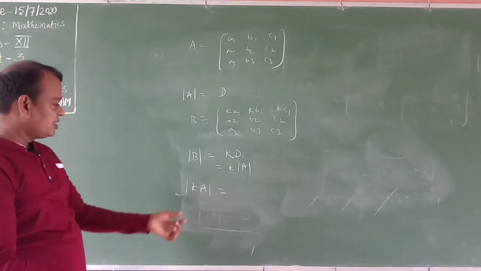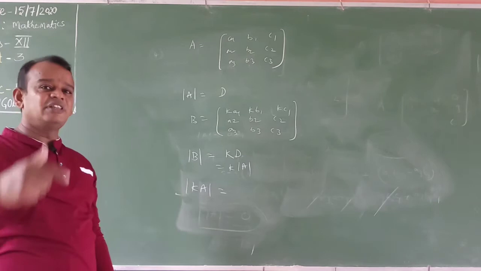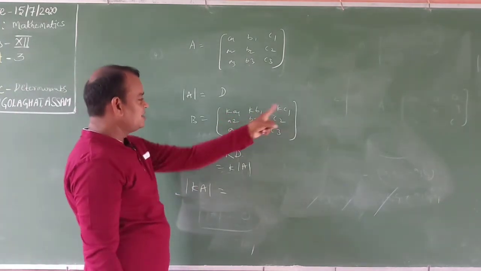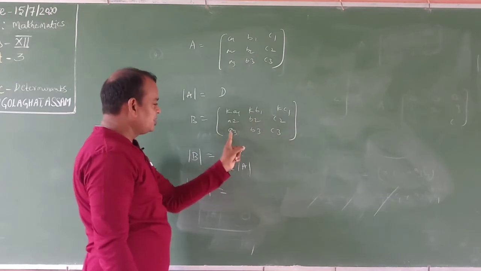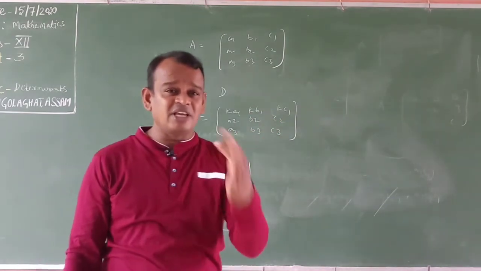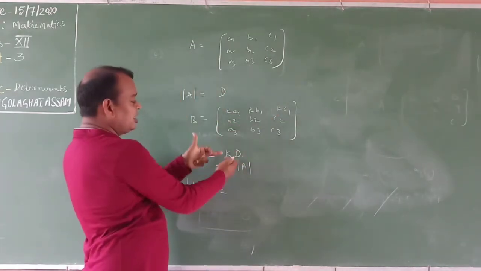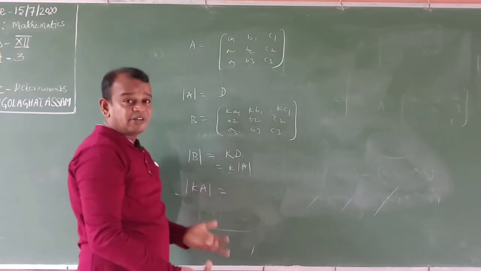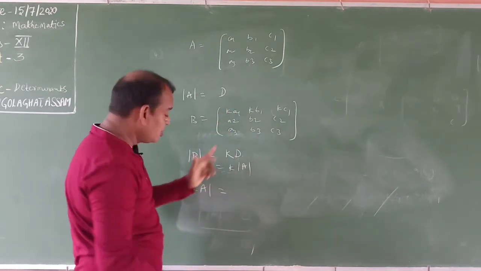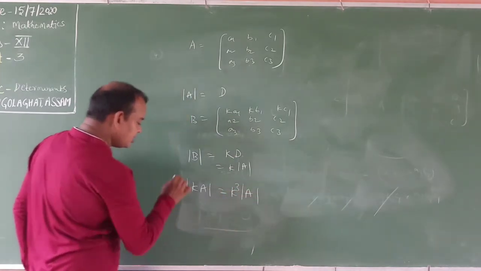Now if the total matrix is multiplied by K, each and every element is multiplied with K: KA1, KB1, KC1, KA2, KB2, KC2, KA3, KB3, KC3. Each and every row is multiplied with K. So the first row is multiplied by K, the second row also, and you can take K in common from each. That gives K cubed times the determinant of A.